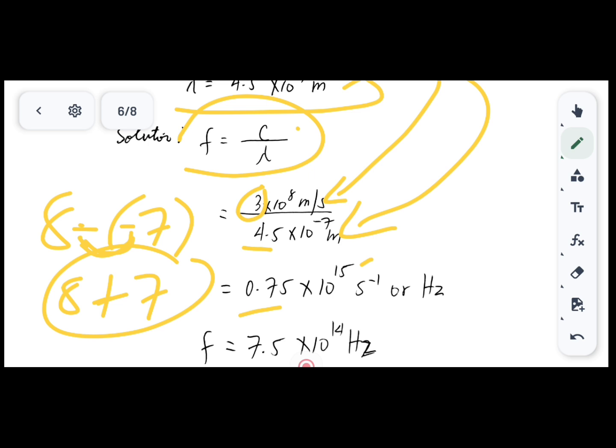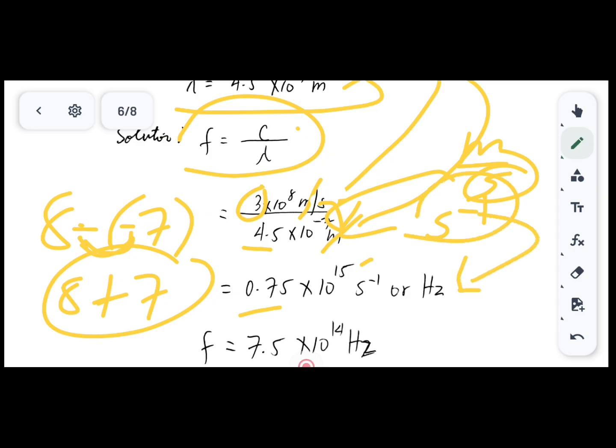Then how about the unit? Meter cancel, numerator meter, denominator cancel. You are left with the second unit, which is at the denominator of the operation here. And that will become S negative 1. That is in the denominator because you have the vinculum, right? You have the vinculum line. Even though it is in the numerator, the main operation is in the denominator. So S negative 1 is also the same as hertz.